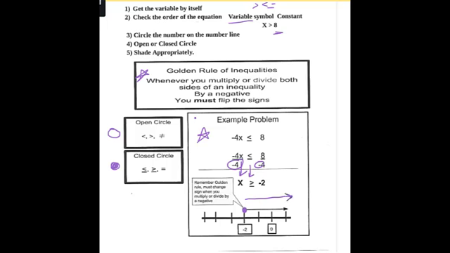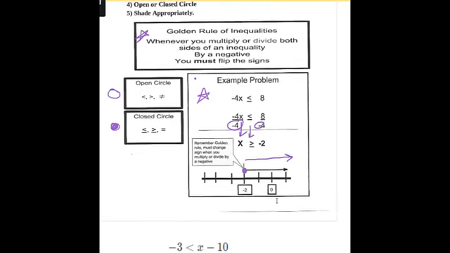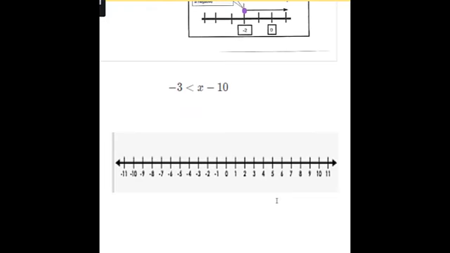Okay, so let's do another example, and we'll go through that again. We have negative 3 is less than x minus 10. So once again, we need to get our variable by itself. So we will add 10 to this side, and if we do it to one side, we'll do it to the other side. So once again, our 10s go away, and we have just an x. And then we have our greater than sign.